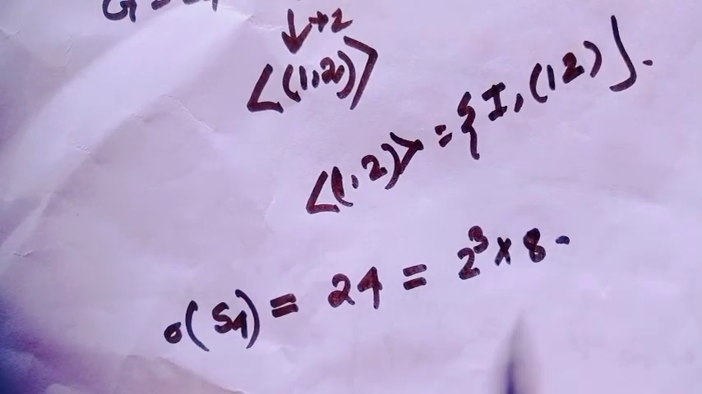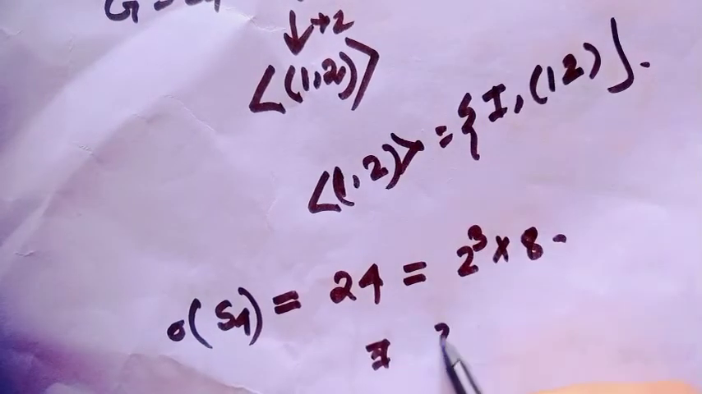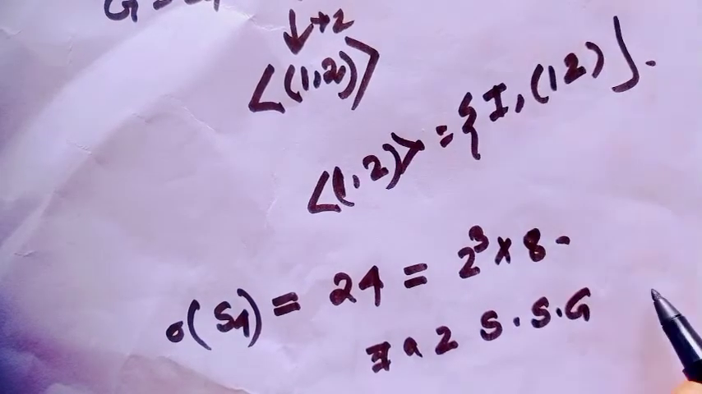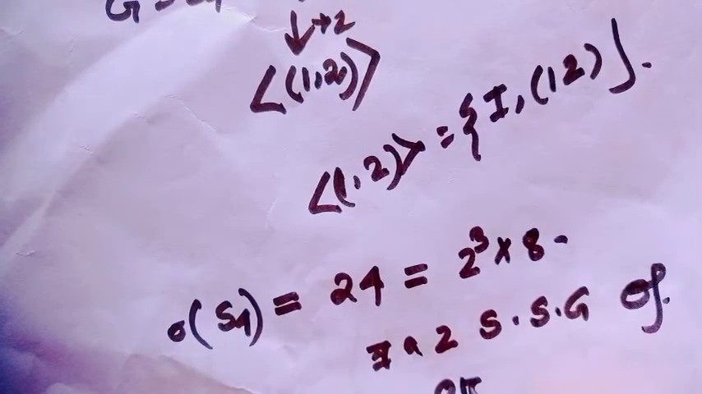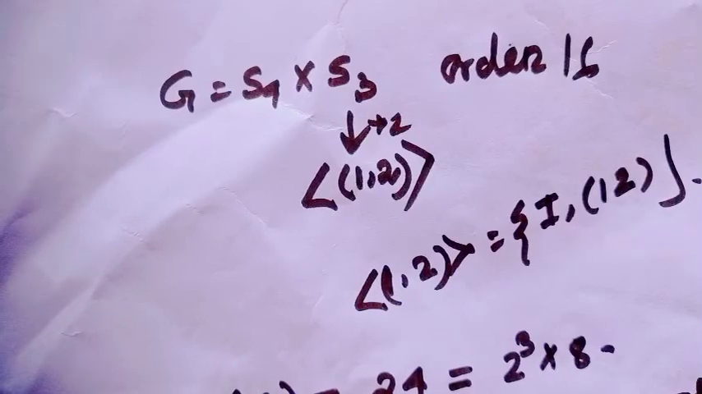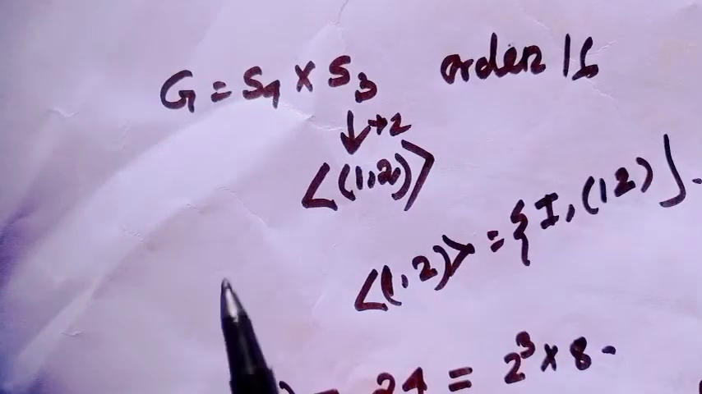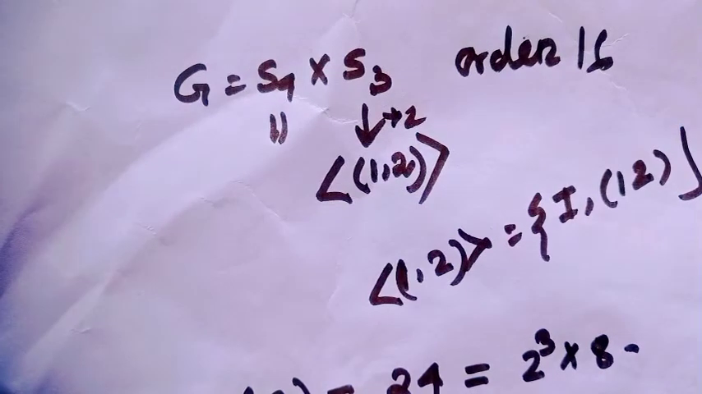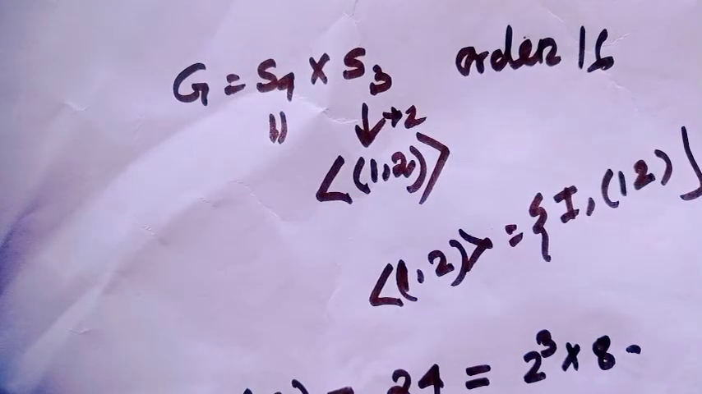Then by Sylow's theorem there exists obviously a 2-Sylow subgroup of order 8. Therefore, by Sylow's theorem we can easily tell there exists a subgroup of order 8. Are you getting why Sylow's theorem is very important? If you know Sylow's theorem, then you can easily construct any group.